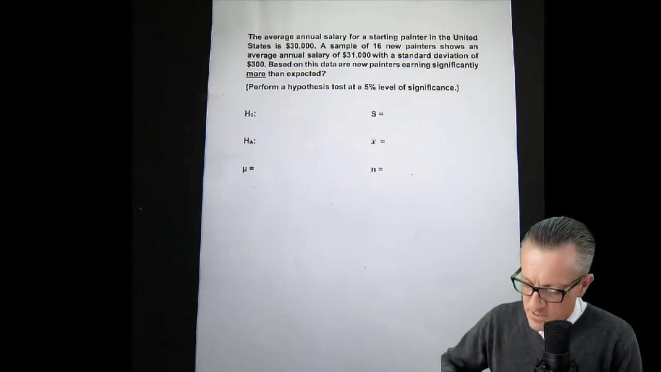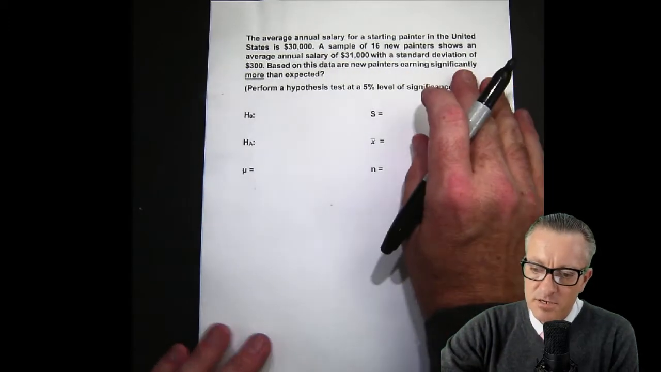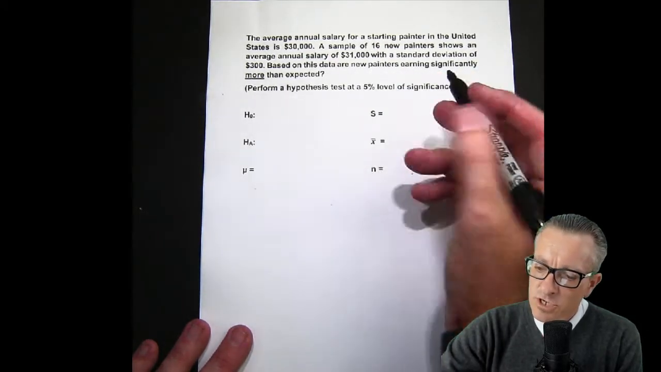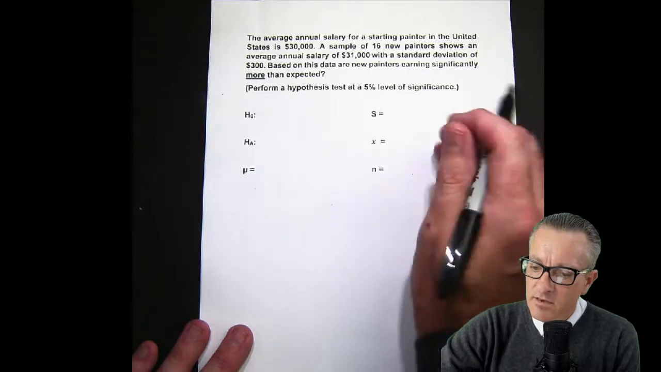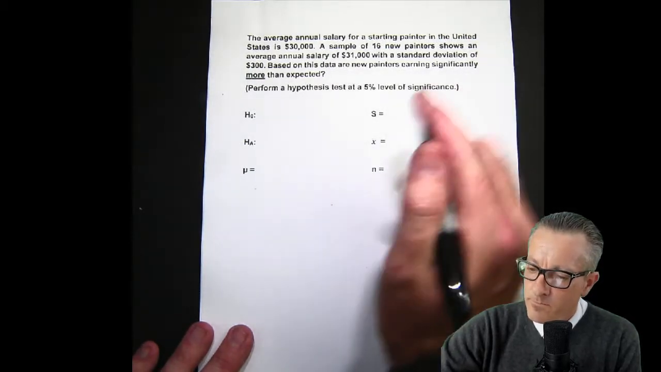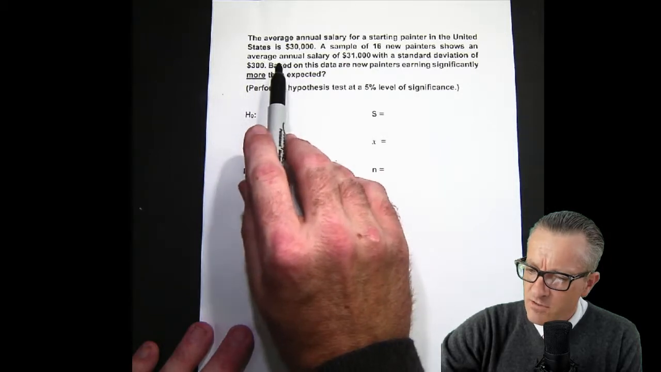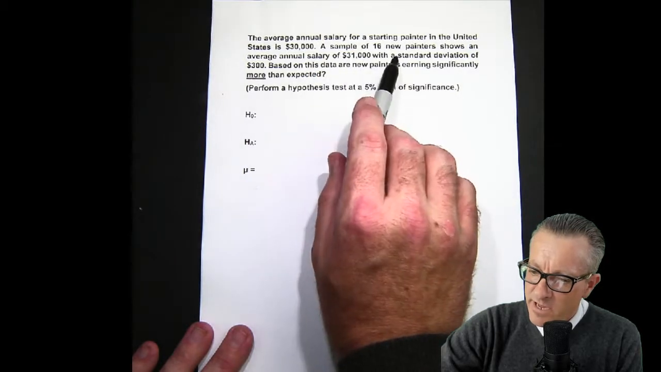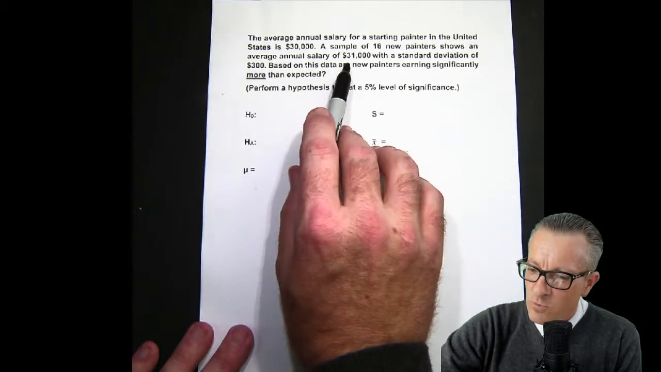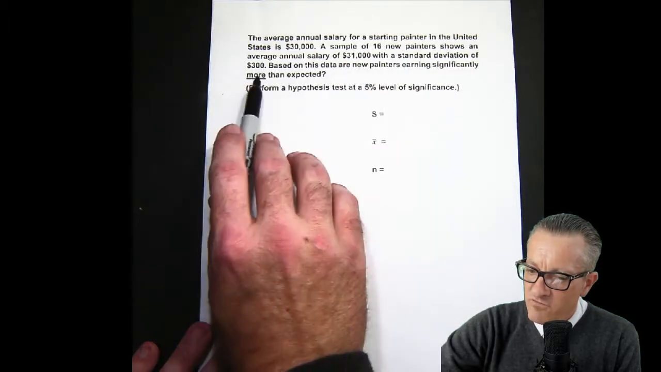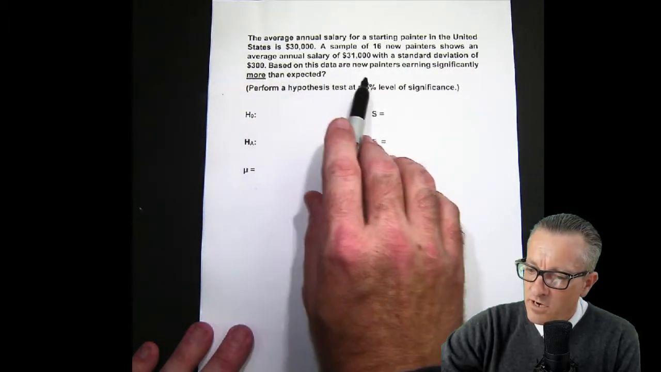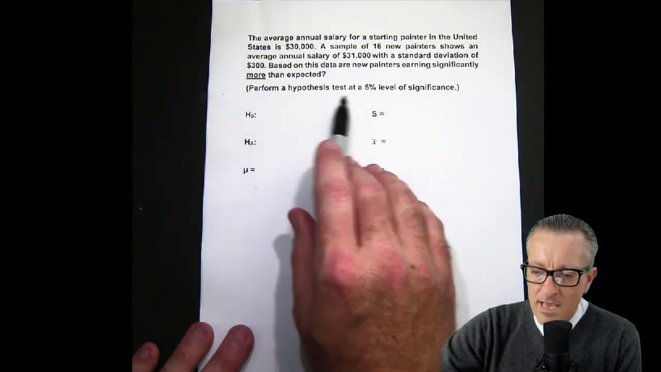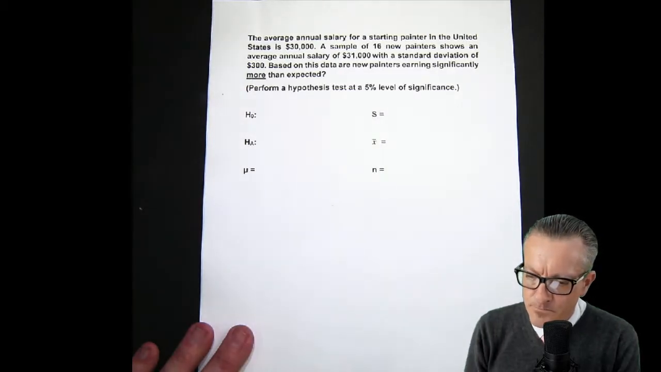Okay, I'll get started. Now this uses similar numbers to a prior video that I did using the rejection zone method. So I'll just go through this first part kind of fast, and then I want to highlight the p-value part. The average annual salary for a starting painter in the United States is $30,000. A sample of 16 new painters shows an average annual salary of $31,000 with a standard deviation of 300. Based on this data, our new painters are earning significantly more than expected. Perform a hypothesis test at a 5% level of significance.